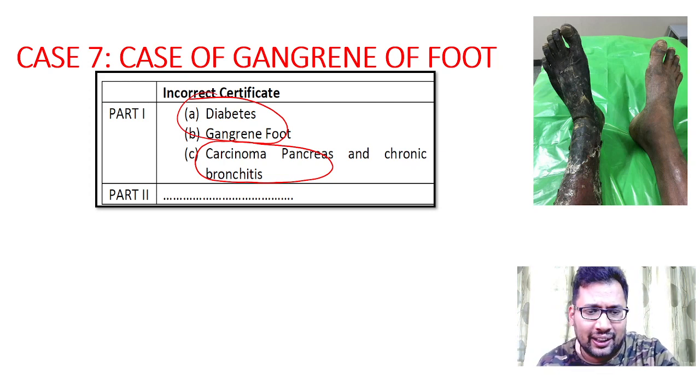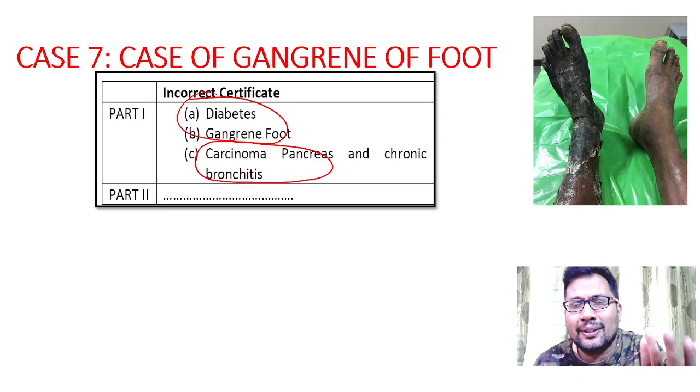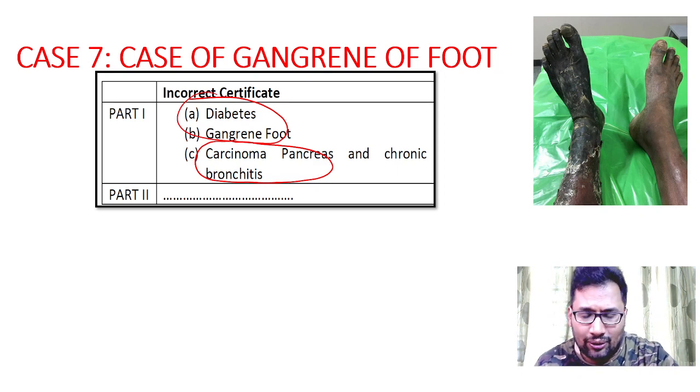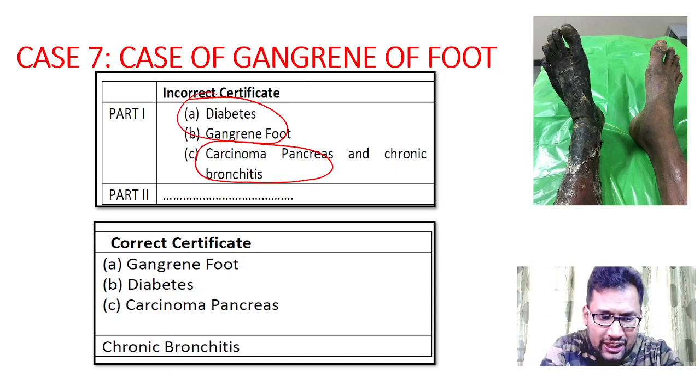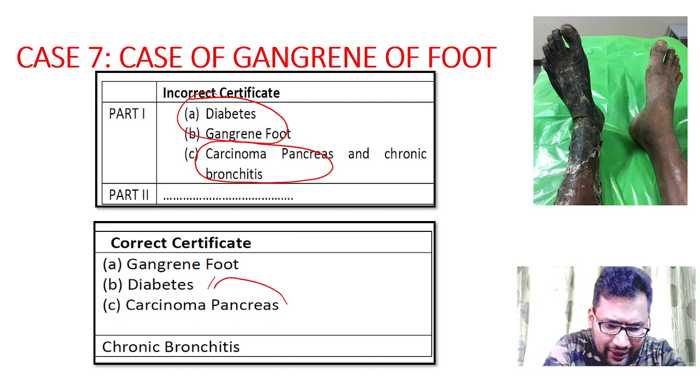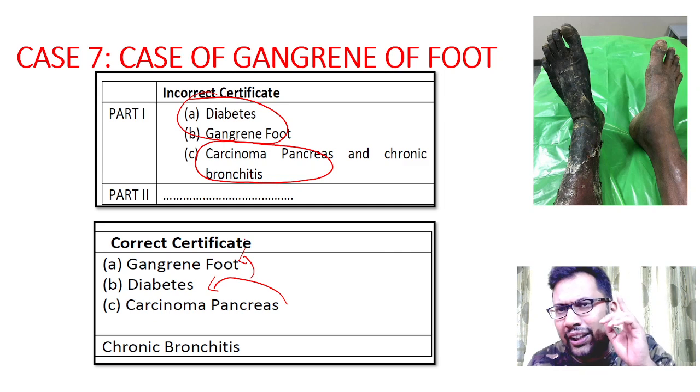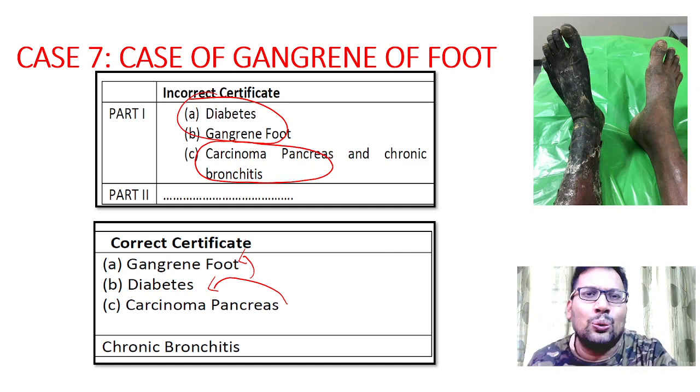What should be the correct one here? He had carcinoma pancreas. Because of carcinoma pancreas he developed diabetes mellitus. Because of diabetes mellitus he developed gangrene of the foot. So the correct sequence should be carcinoma pancreas leading to diabetes, leading to gangrene of the foot. Chronic bronchitis should be in part 2, as another significant condition.